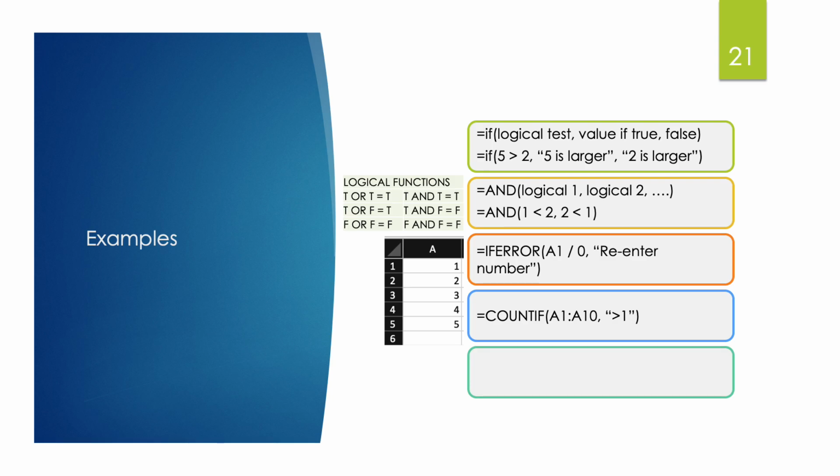For example, over here we have IF 5 is larger than 2. If this is true, it will print out "5 is larger". If this is false, it will print out "2 is larger". So you can try and write this formula in your Excel and then see what the output of it is. You should get "5 is larger".